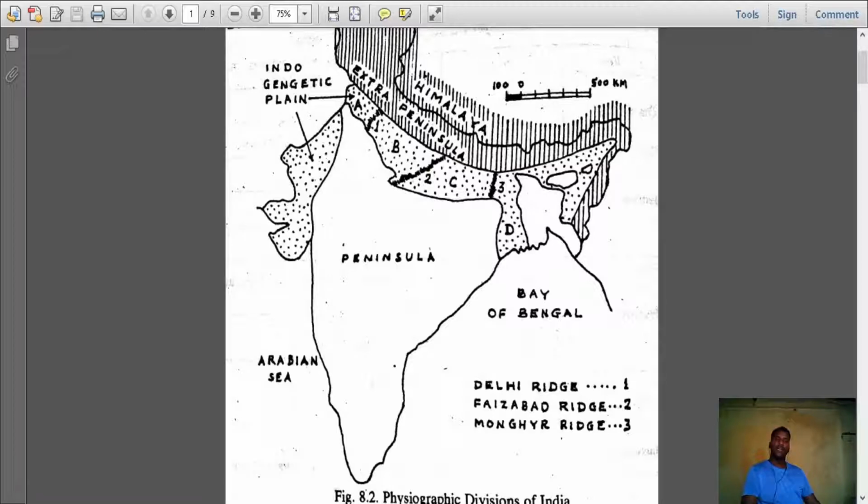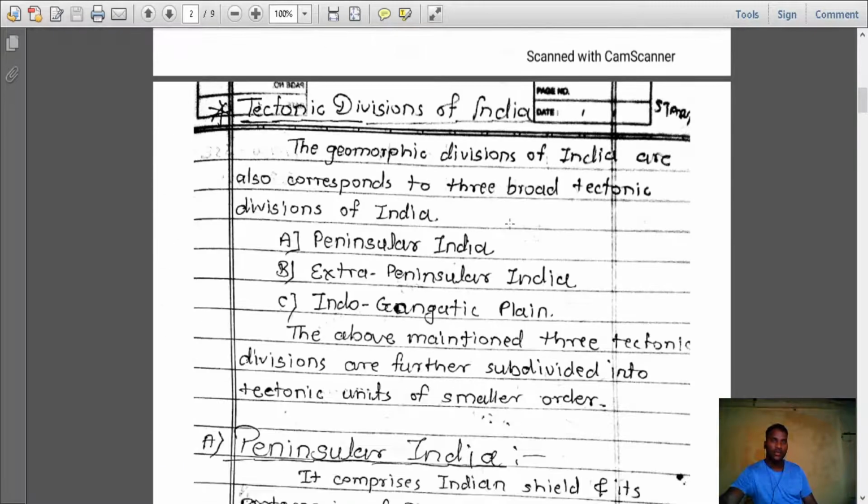There are mainly three tectonic divisions of India: Peninsular India, Indo-Gangetic Plain and extra-peninsular India. In the figure, the markings with vertical lining come under extra-peninsular India, the dots come under the Indo-Gangetic Plain, and the blank portion of the Indian map is called Peninsular India. Tectonic divisions.